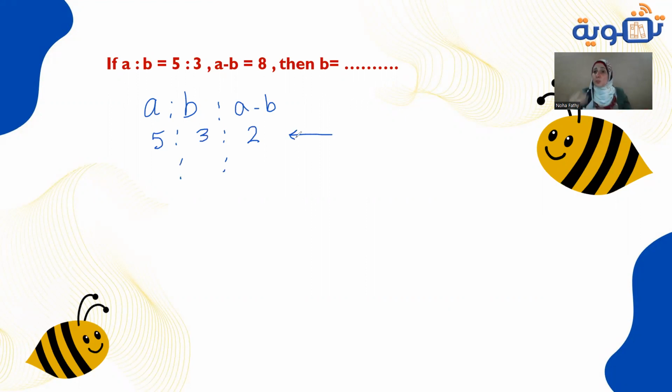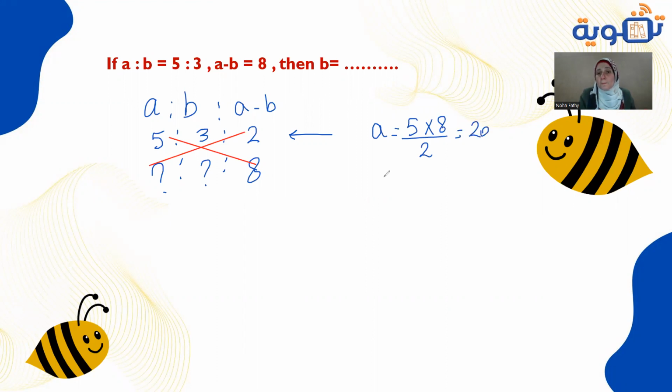So I will subtract the ratio in the first row. In the second, I will put the real difference, which is 8. Then make cross multiplication to find A and B. So A equals 5 times 8 divided by 2, equals 20. B equals 3 times 8 divided by 2, then equals 12. He wants B, so I'll write 12.